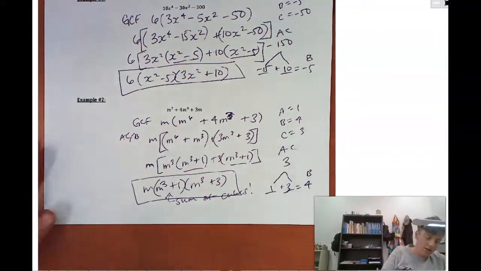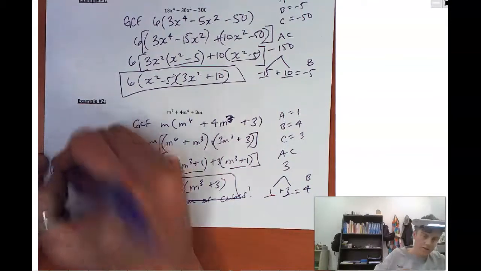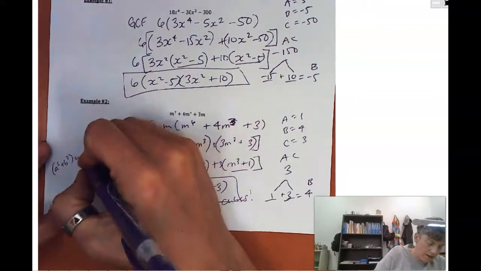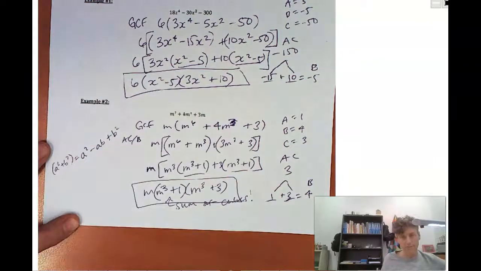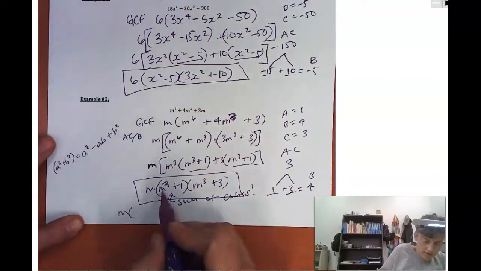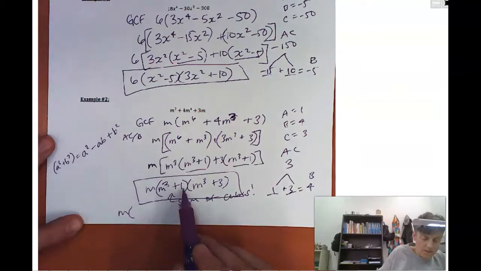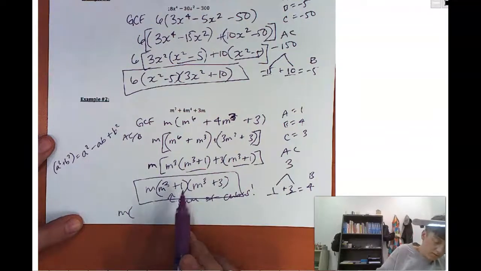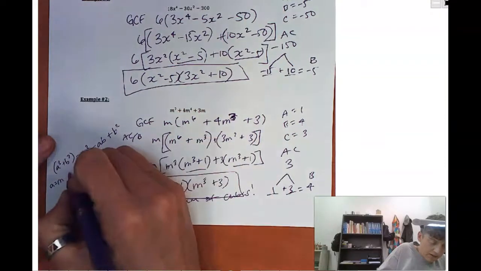Remember, our sum of cubes, a cubed plus b cubed, is equal to a plus b times a squared minus ab plus b squared. Okay, so this will factor to m cubed, or m is going to be our a, b cubed here, 1 is 1 cubed, so b is 1. So we've got a equals m, and b is going to equal 1.